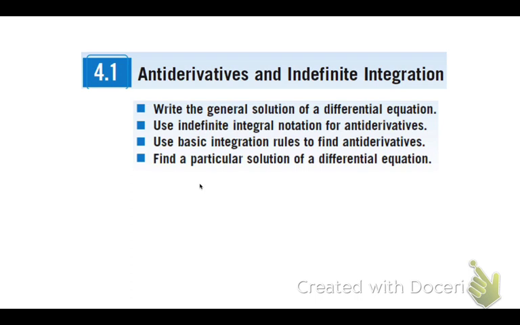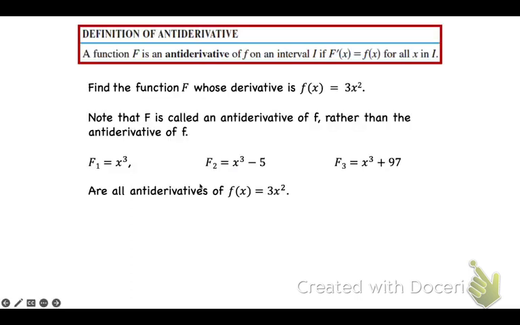So we've done derivatives. We've worked on them all semester. We are now going to the antiderivative and the purpose behind it. So a function F is an antiderivative of f on the interval I if F prime of x equals f of x for all x in the interval.